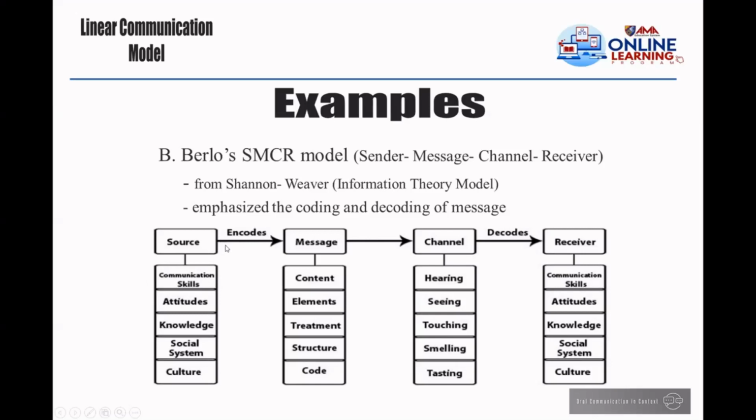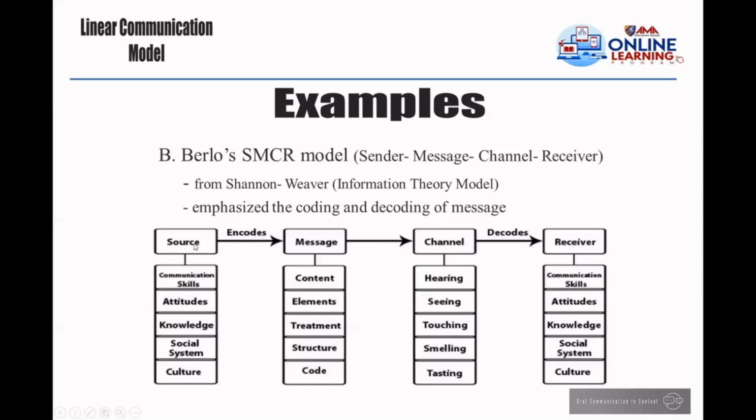Okay. Let's have the elements. For the source, or the sender, the message is still a message. Channel is the channel used in sending the message. Since this is face-to-face interaction, the channel is not the device. It's not the technology, not other forms of channel, but it is the use of the five senses. Okay, so the receiver is still there.